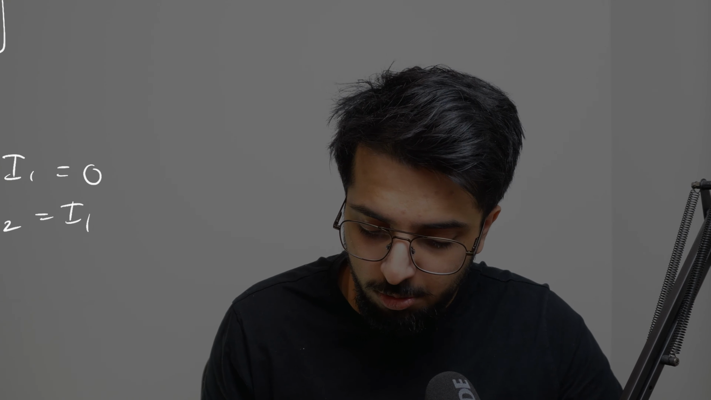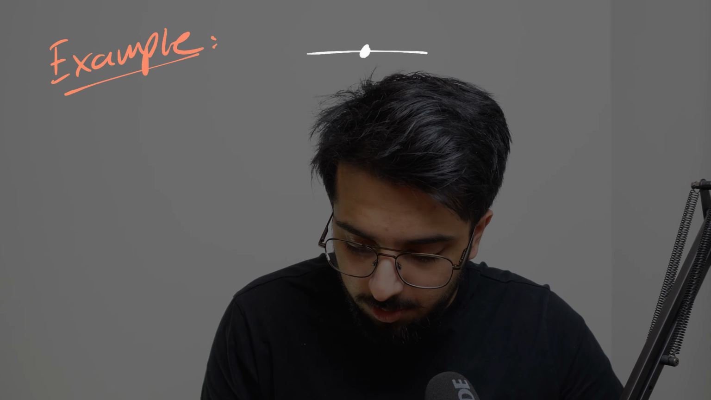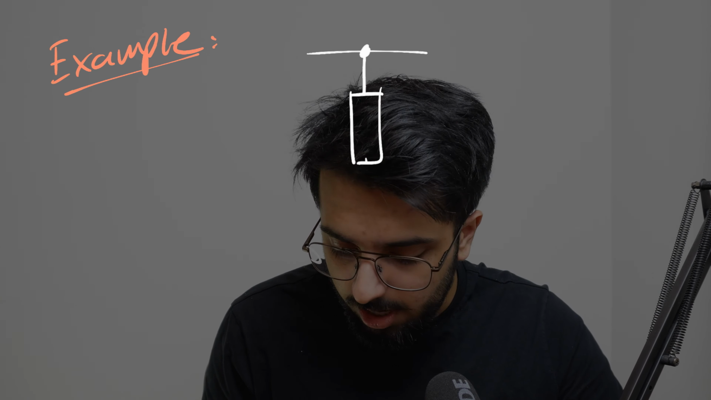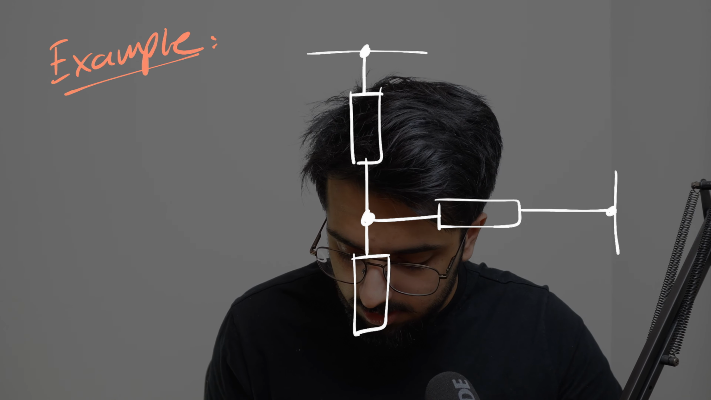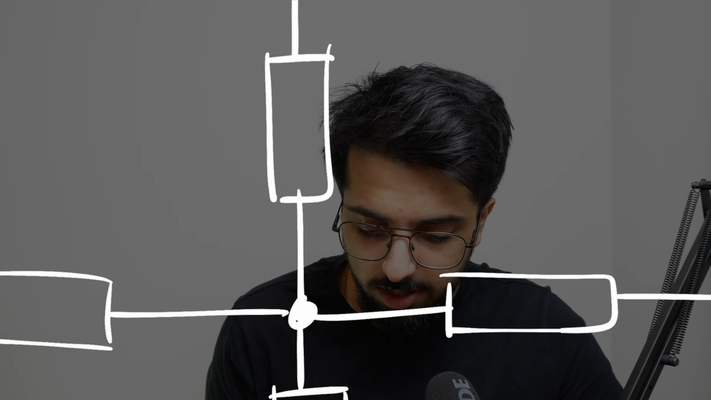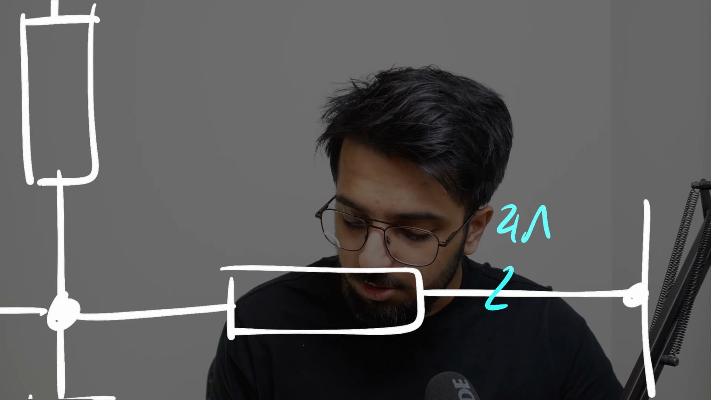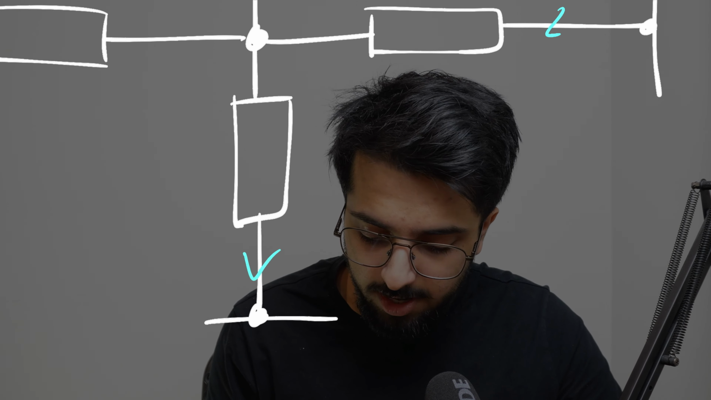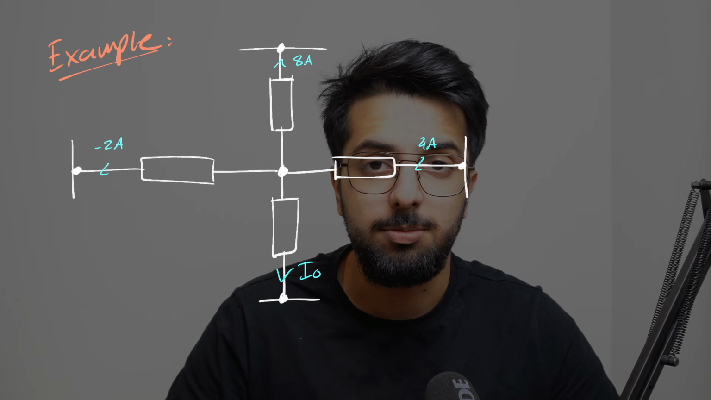Alright, let's work through an example with numbers now, okay? Let's say we will have a node over here with a resistor like so, and we'll have a central node with another resistor coming off like this and like this and like so. We're going to have negative 2 amps leaving, we're going to have 8 amps leaving here, and we're going to have 4 amps entering here. And what I want you to do is find this value I0. So you can pause the video and try that yourself.